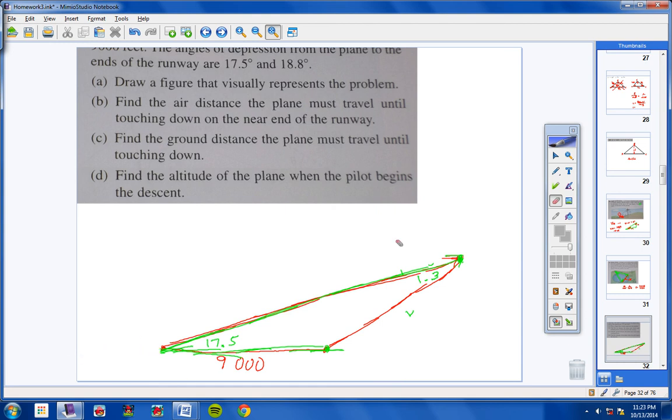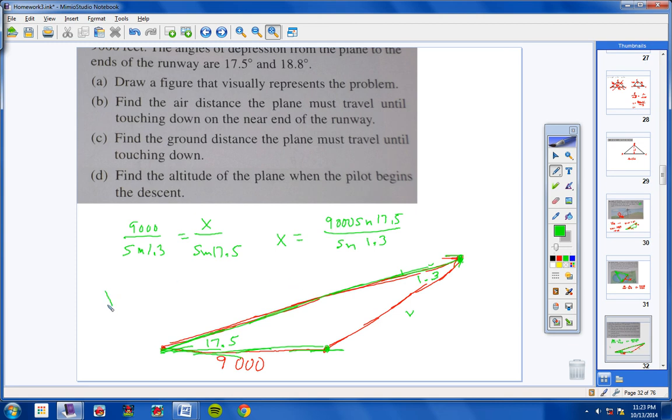And there's my triangle. So here we go. My pair would be 9,000 over the sine of 1.3 equals x over the sine of 17.5. Now, go ahead and cross multiply and divide. So x equals 9,000 sine of 17.5 divided by sine of 1.3, okay? Now, if you type that whole thing into your calculator, you will get this.